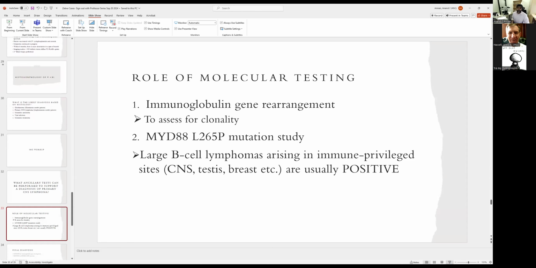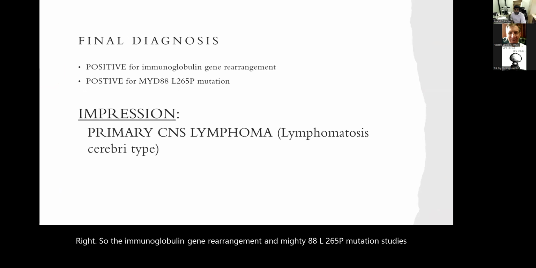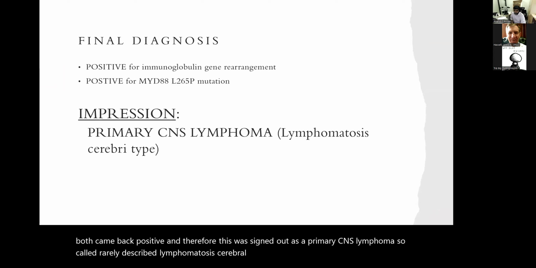Okay, so the immunoglobulin gene rearrangement and MyD88 L265P mutation studies both came back positive, and therefore this was signed out as a primary CNS lymphoma, the so-called rarely described lymphomatosis cerebri type, where you do not have a definite mass-forming lesion, but it was involving the entire brain parenchyma.